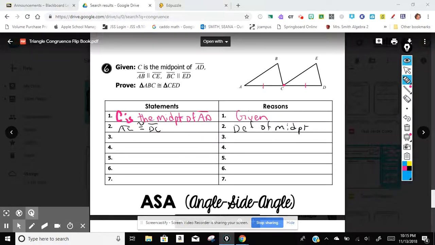Now remember, the only reason I'm not writing the given statements is just to show you another style of writing this. The next given is AB parallel to CE. And then this will be a given, so that you have givens strung out throughout your proof. So AB, you draw the arrow like this, and CE.